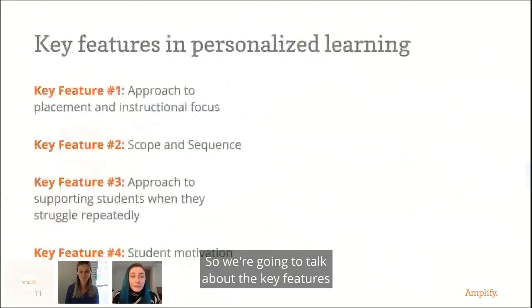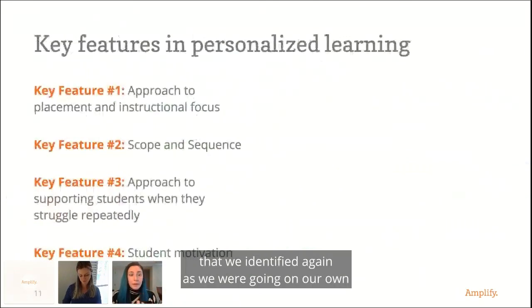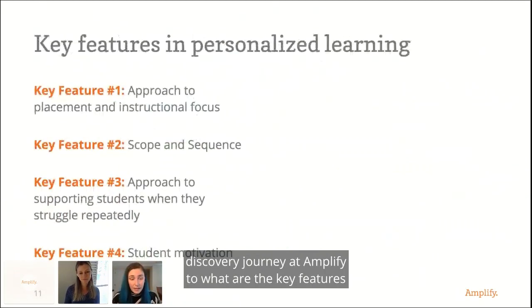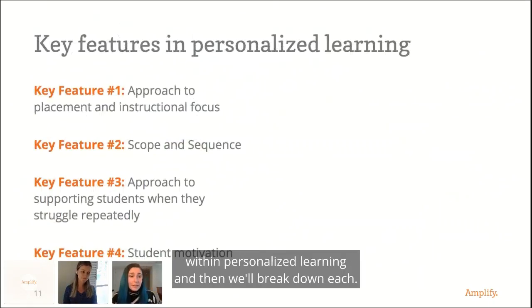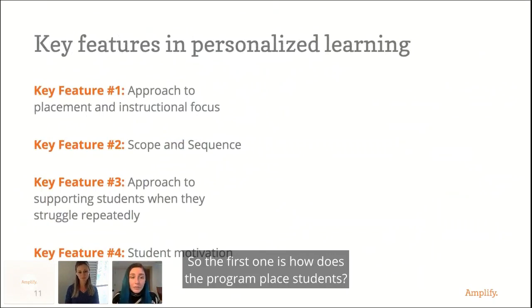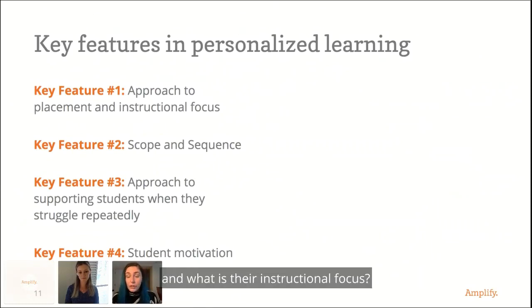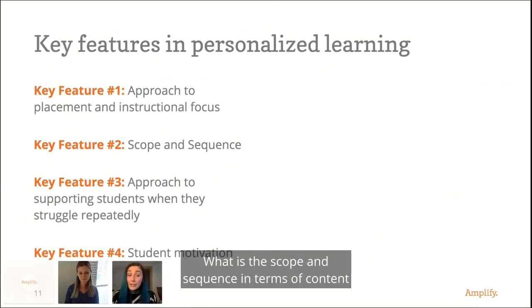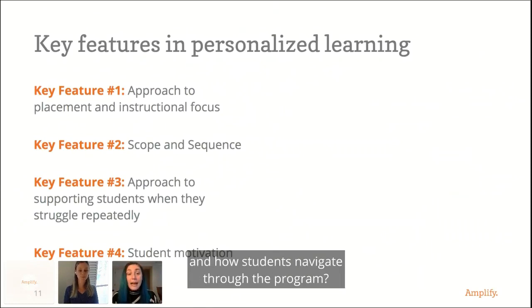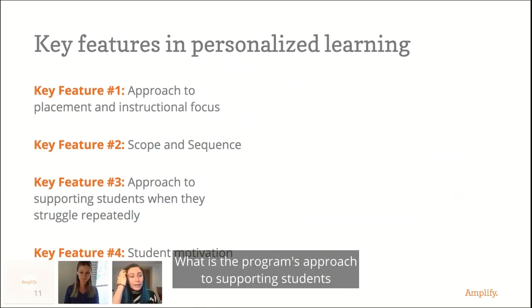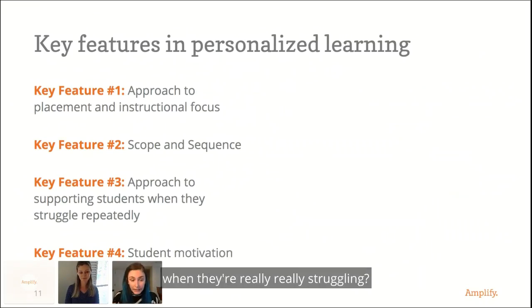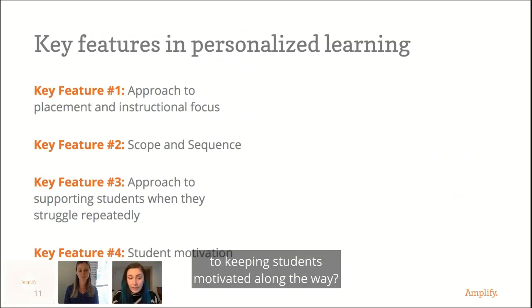We're going to talk about the key features that we identified as we were going on our own discovery journey at Amplify, the key features within personalized learning, and then we'll break down each. The first one is, how does the program place students? Where do they place them, and what is their instructional focus? What is the scope and sequence in terms of content, and how do students navigate through the program? What is the program's approach to supporting students when they're really struggling? And finally, what is their approach to keeping students motivated along the way?